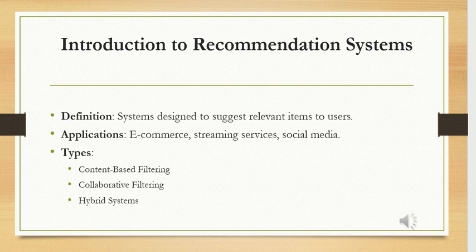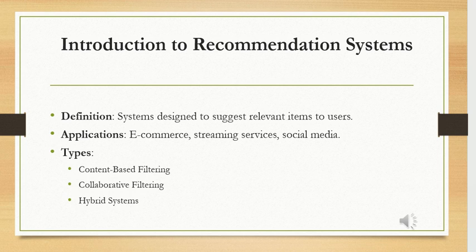E-commerce means product recommendations, like customers who bought this also bought on Amazon. Streaming services suggest shows, movies or songs, like Netflix, Spotify. Social media suggests friends, pages or posts, like Facebook, Instagram. Types of recommendation: content-based filtering, collaborative filtering, hybrid filtering.